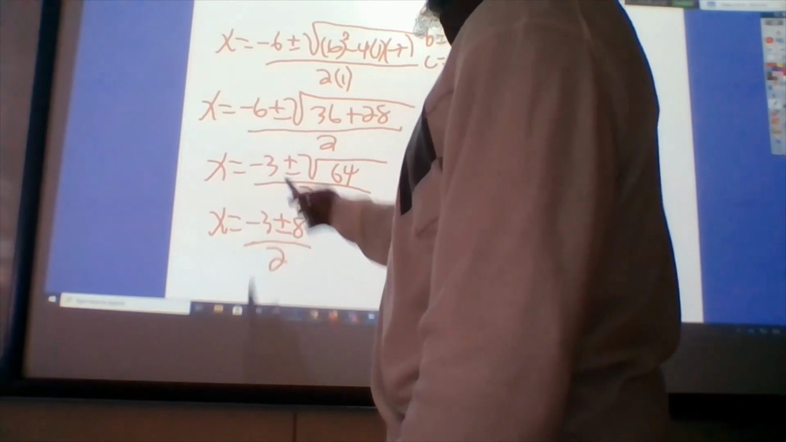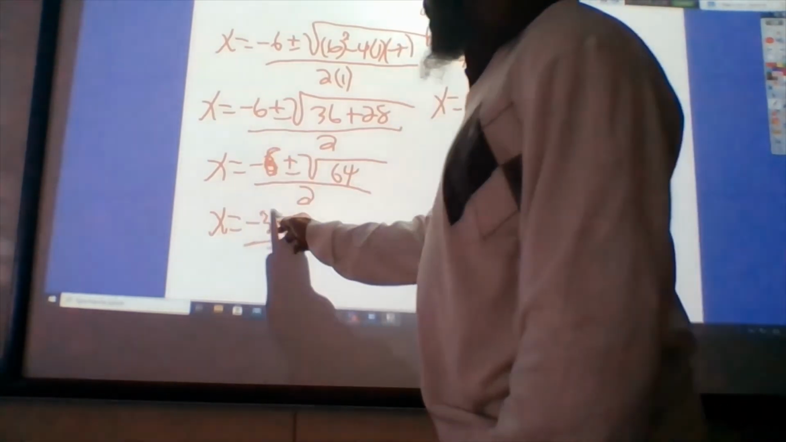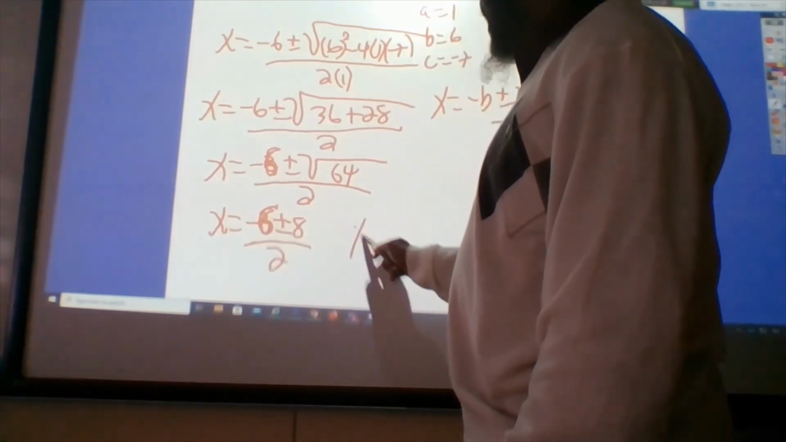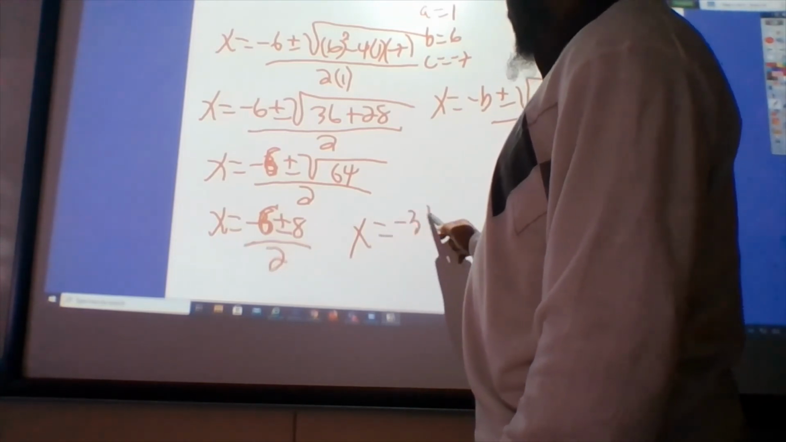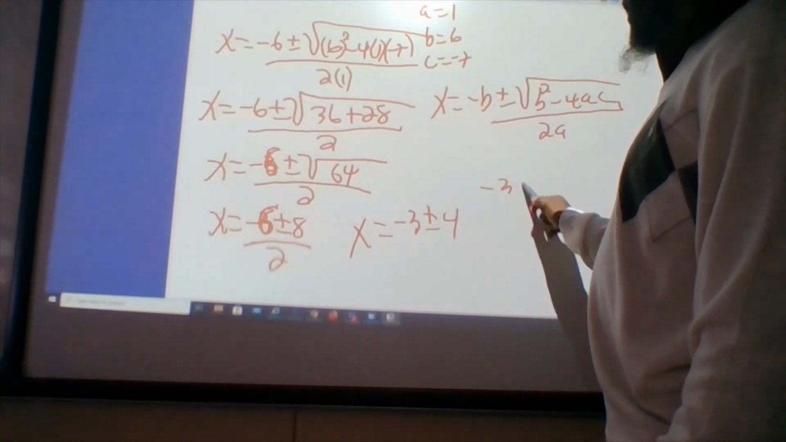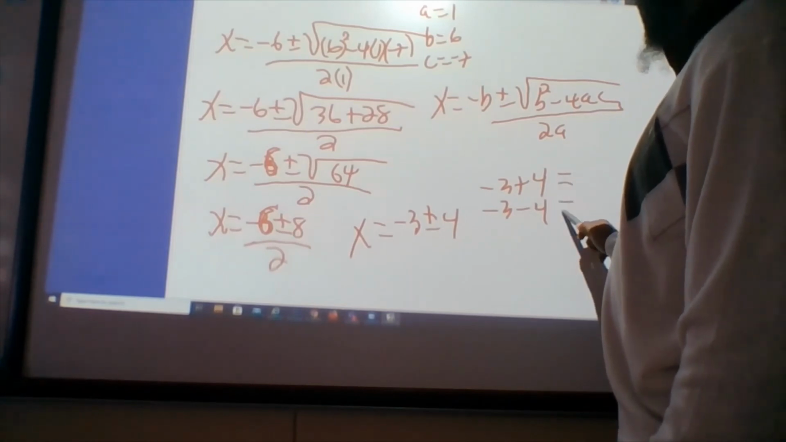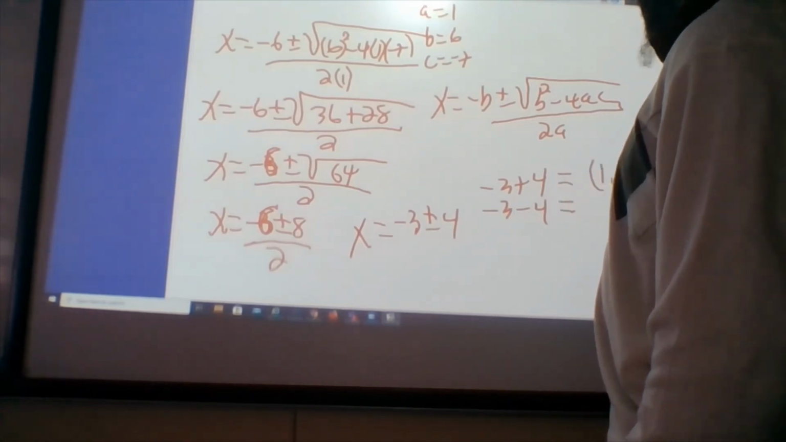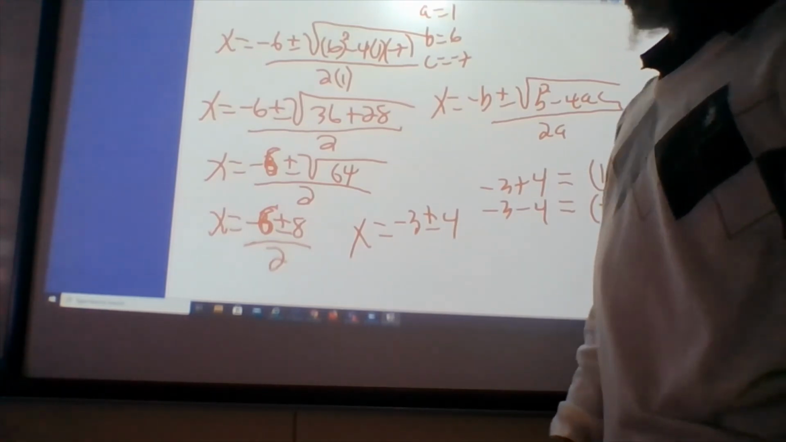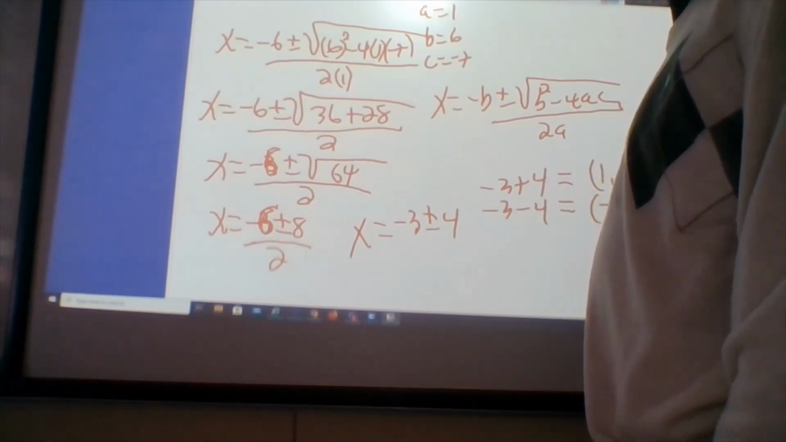So those have 2 in common. So if I simplify that, I will have x equals minus 3 plus or minus 4. So as you can see, it is negative 3 plus 4, negative 3 minus 4. This will give you your x-intercepts. This will give you 1, 0. And this will give you negative 7, 0. So the answer does not change. So as long as you do your operation correctly, the answer will not change.